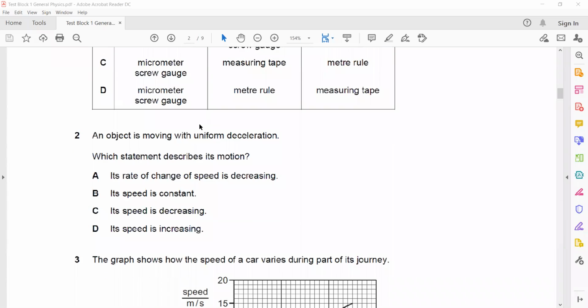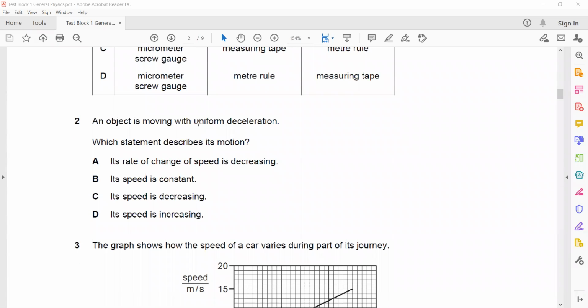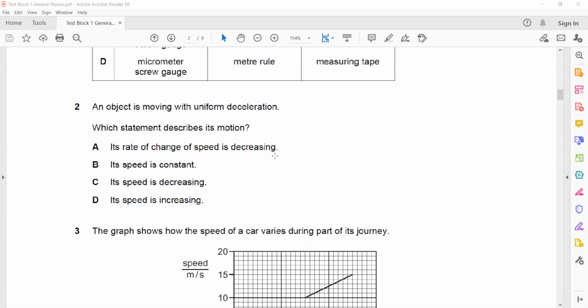An object is moving with a uniform deceleration. Acceleration or deceleration both refer to change in speed, but deceleration means speed will decrease and acceleration means speed will increase. Which statement describes the motion? Uniform deceleration means constant deceleration.